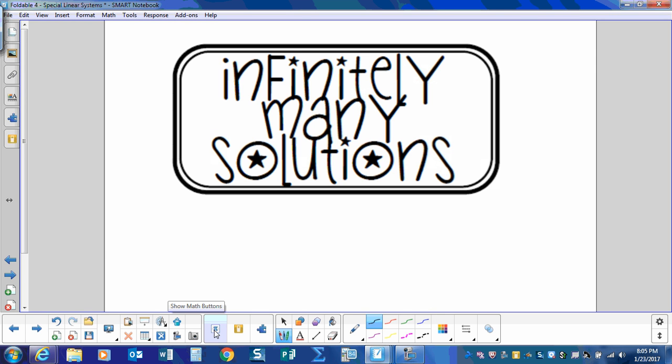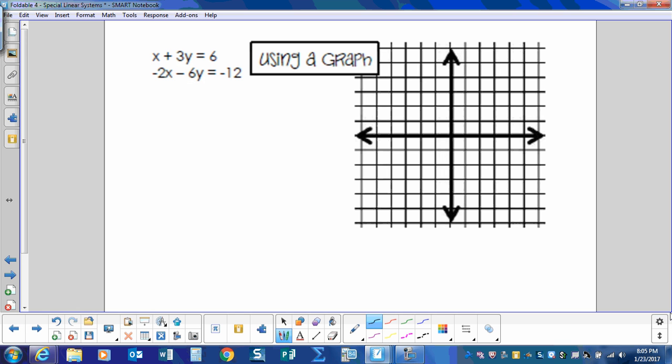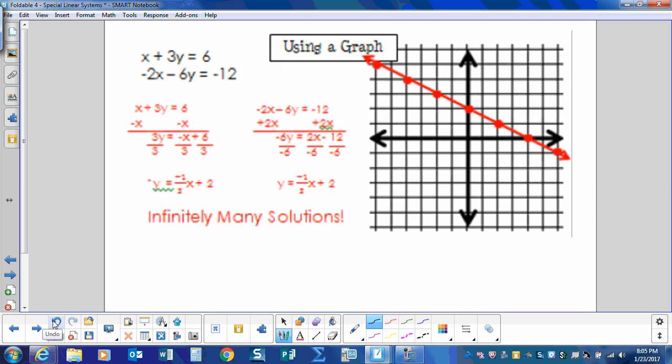And the third type of solution we can come across are called infinitely many solutions. So go ahead and graph these lines. And it's the same line. When we solve for y, we get the same equation, infinitely many solutions.